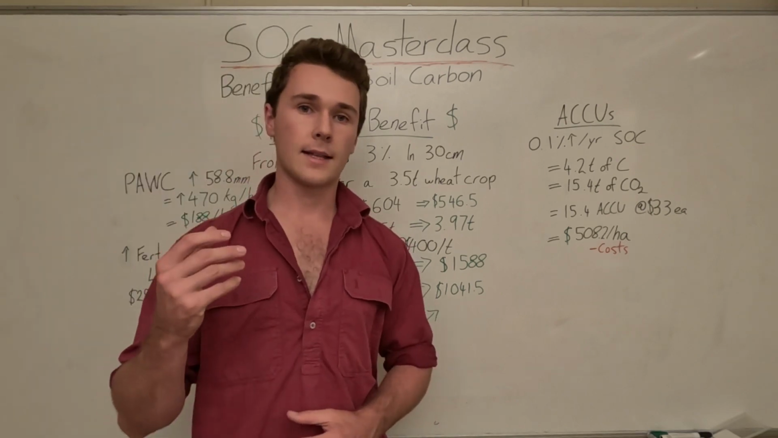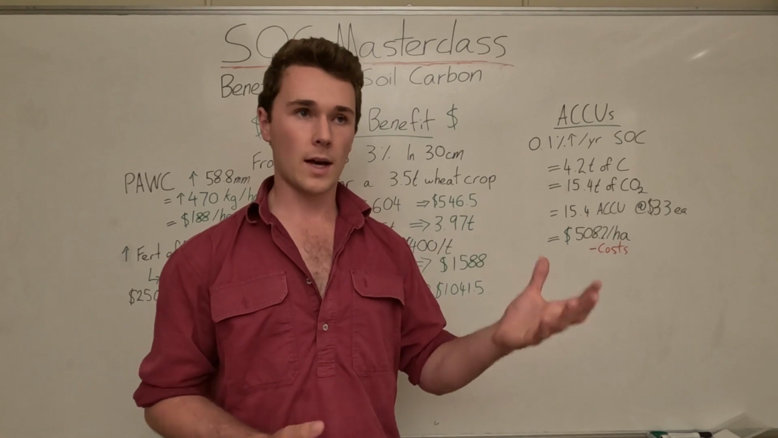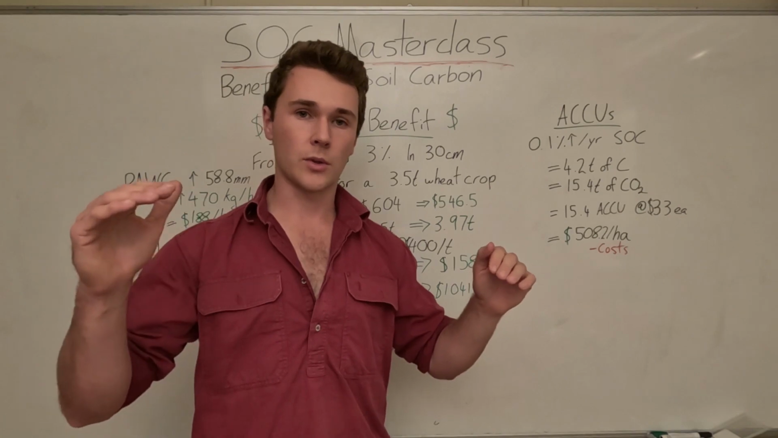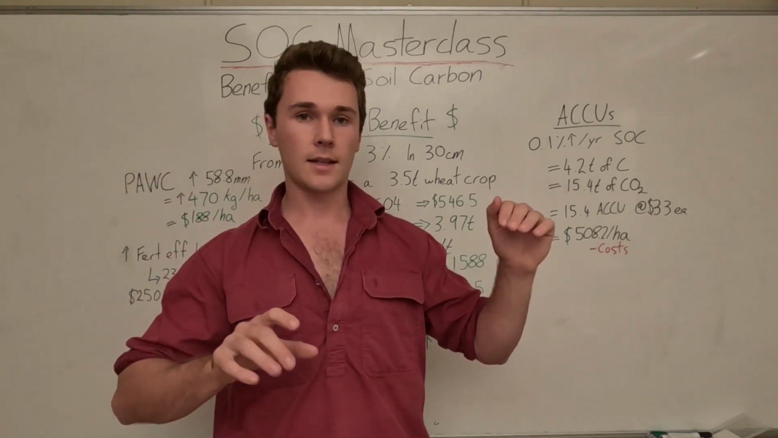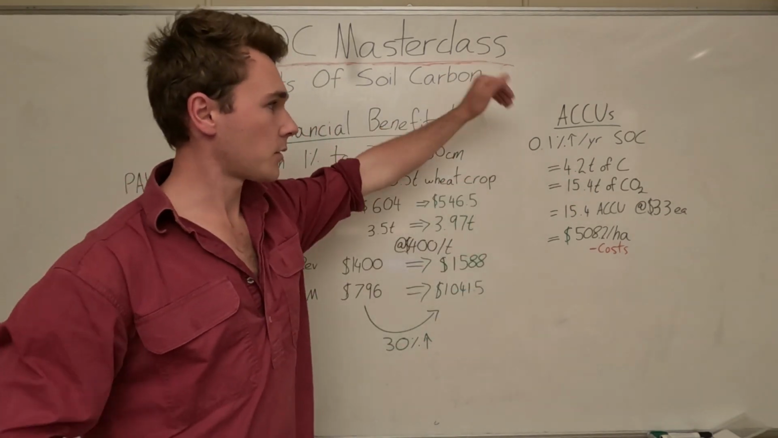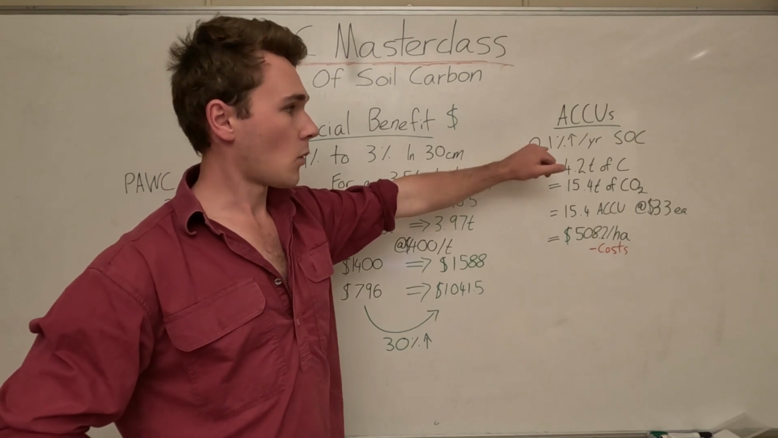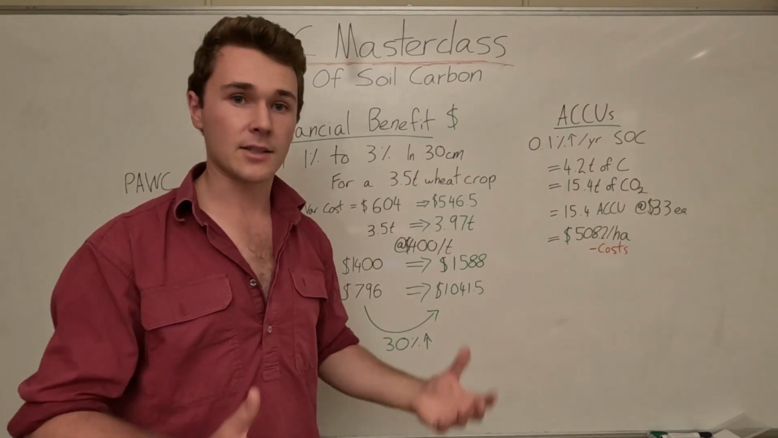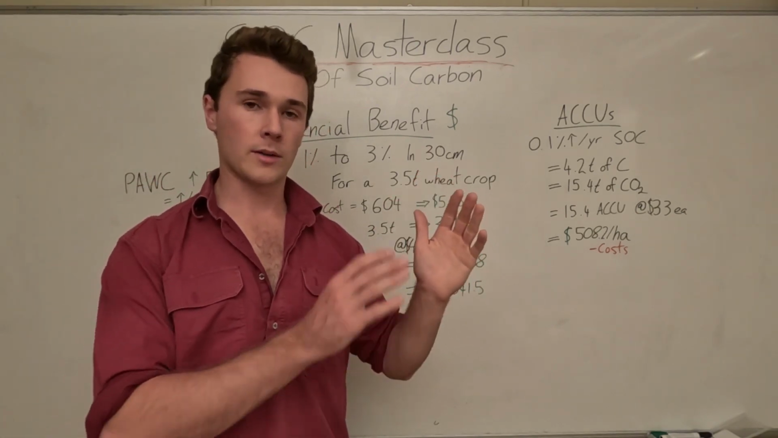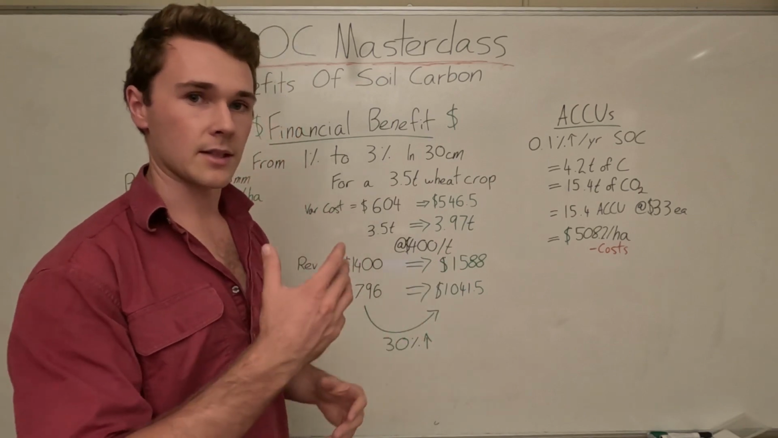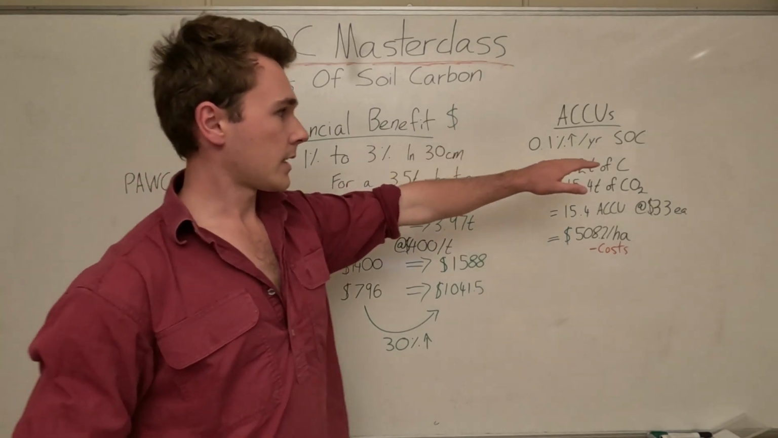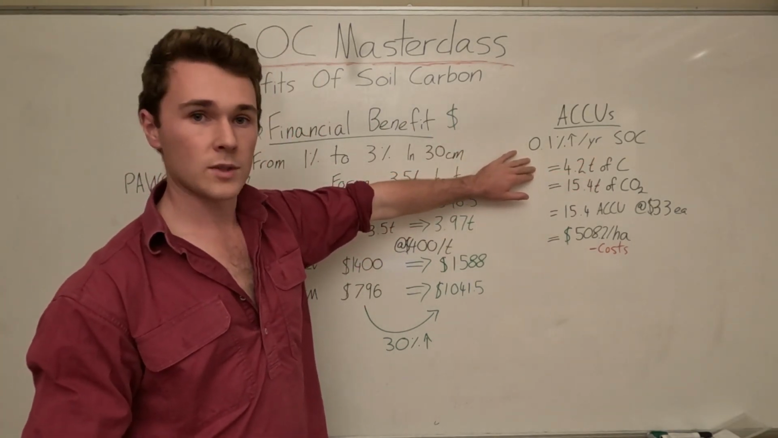Effectively, in the program, you get one ACCU for every tonne of carbon dioxide emissions you've offset, which means if you store soil organic carbon, you've got to scale that to carbon dioxide offset. So here's the calculation. If we can increase our soil organic carbon by 0.1 percentage point, so I'm talking about going from 1.0 to 1.1 to 1.2, not so much a percentage increase, but a percentage point increase. Does that make sense?